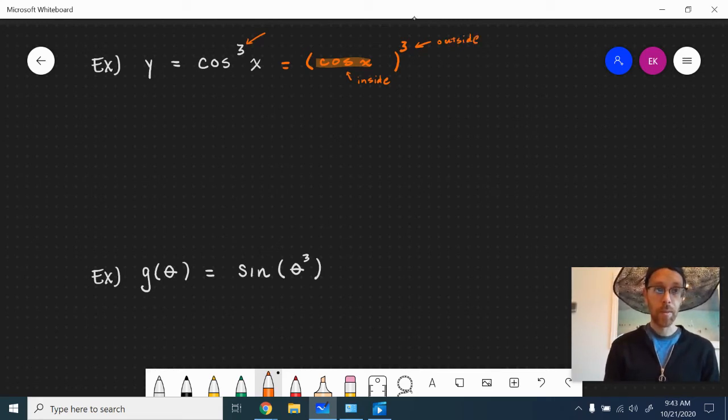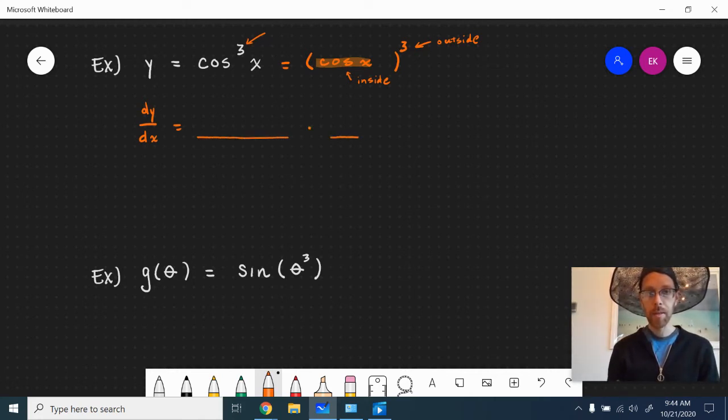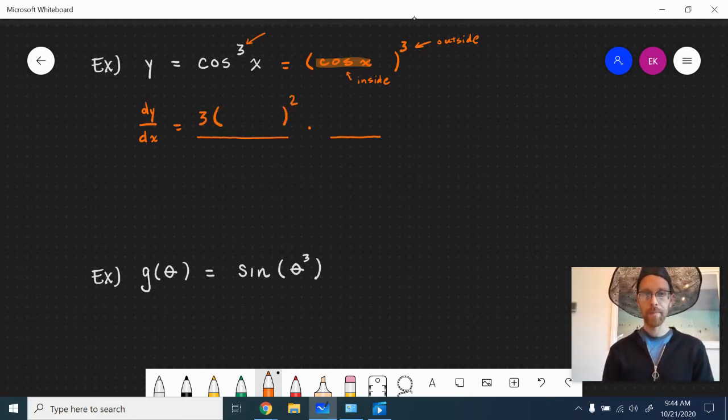Second step is to take the derivative. This is a y, so I'm going to write dy/dx equals, I see two functions here, so it's going to be something multiplied by something. Outside function is something cubed. What is the derivative of something cubed? We get 3 times something squared. What is that something? You leave the inside alone.